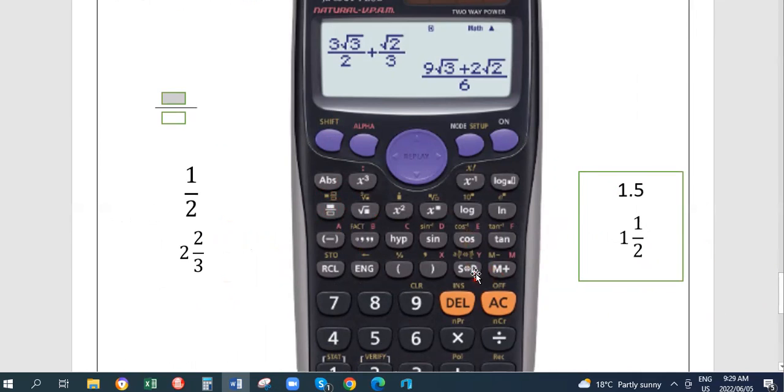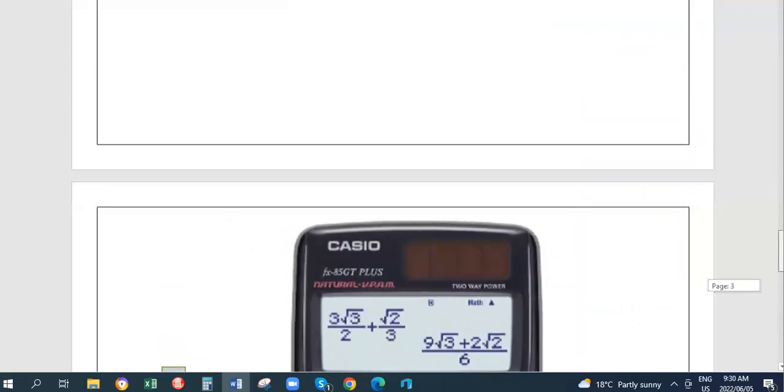and the equal to sign. And if you want your answer to be shown as a decimal, it will appear automatically as a decimal. But if you want it again as a fraction, then you shift, and this will give it to you as a fraction. I have a video on fractions. We'll share that later on.